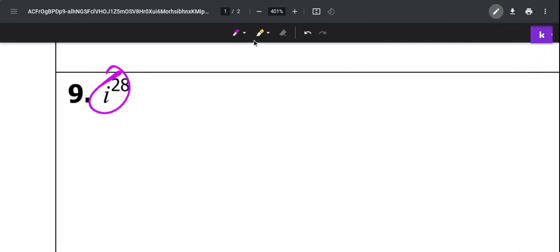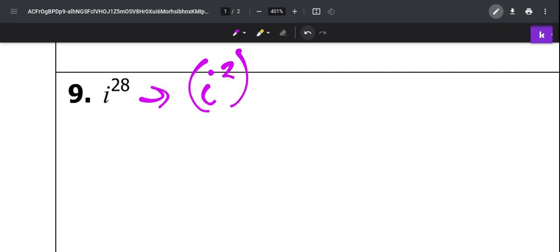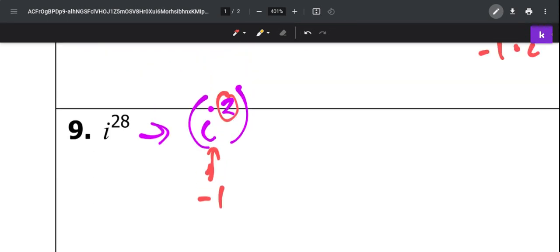All right. So we have i to the 28th. What you want to do is divide this number by 2. If you can divide that number by 2, here's what you can do. I can say i squared in parentheses, because we know that is really just negative 1. So if I can put i squared in parentheses, I can raise it to the power of 28, except I used i squared in parentheses. So what I can do is say 28 divided by 2. That would give me, let's see, 14. Yeah. So now I can raise this to the 14th power.